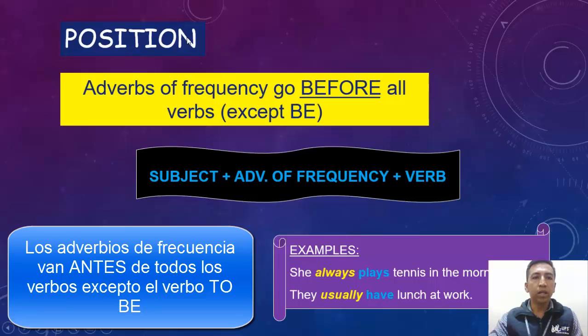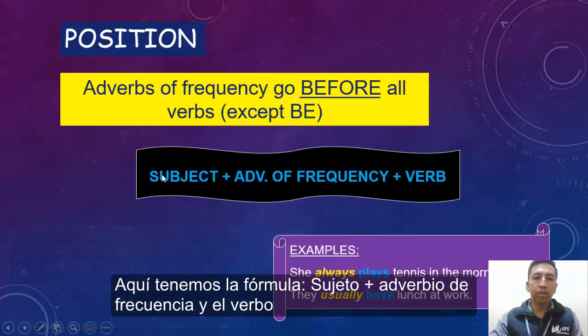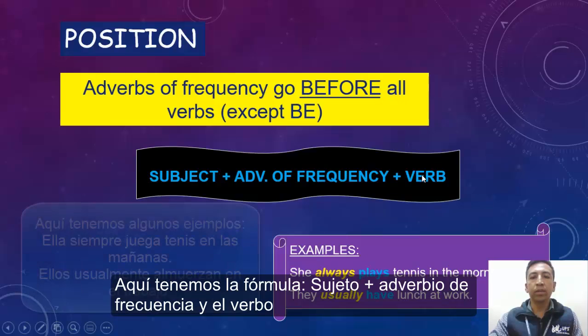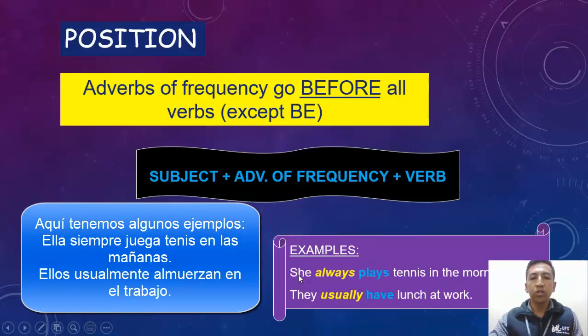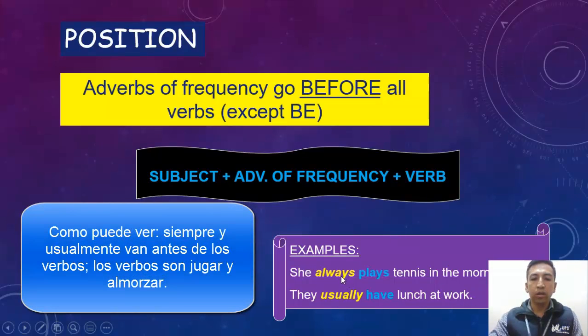The position of the adverbs of frequency. Adverbs of frequency go before all the verbs except be. Here we have the formula: subject, adverb of frequency, and verb. Here we have some examples: She always plays tennis in the morning. They usually have lunch at work. As you can see, always and usually go before the verbs. The verbs are play and have.